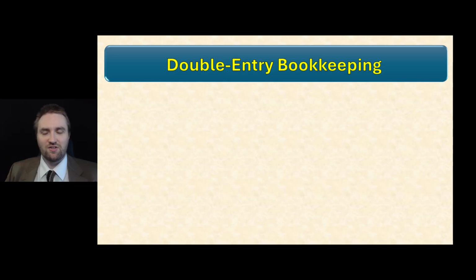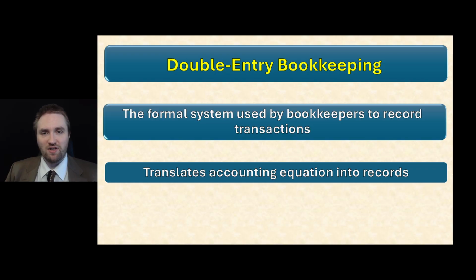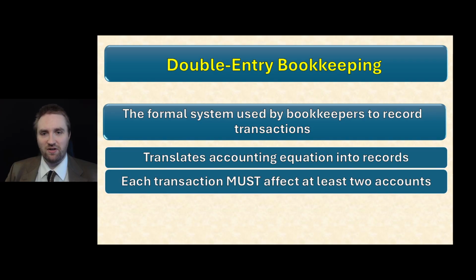All right, let's jump right in, starting with double entry bookkeeping. Double entry bookkeeping is how we translate the accounting equation into our bookkeeping records. It takes what we plugged in step 1 and puts it into a universally understandable accounting language. So what is it? Double entry bookkeeping is the formal system used by bookkeepers to record transactions. It's a method of bookkeeping where each transaction must affect at least 2 accounts.